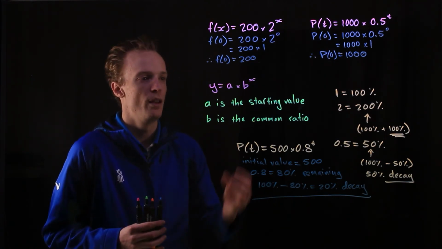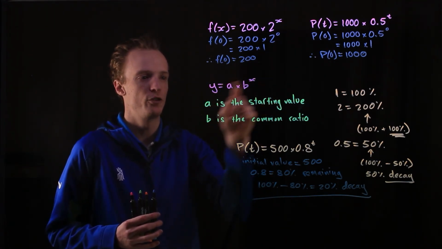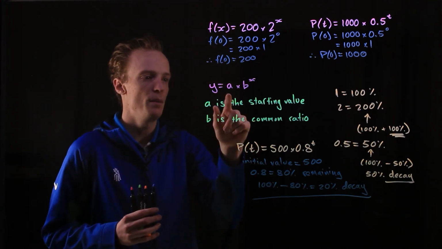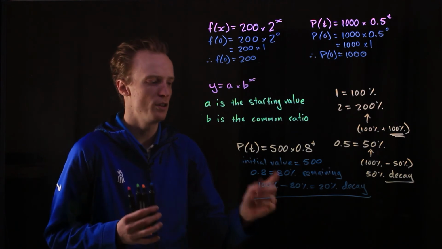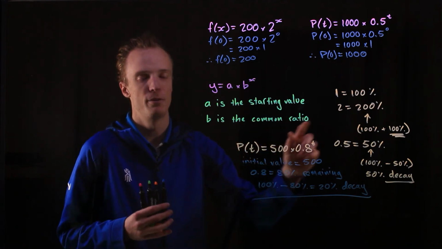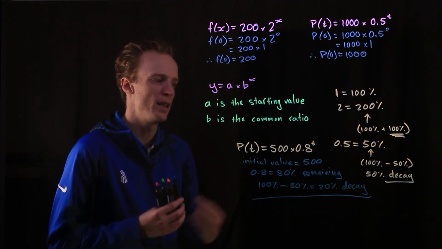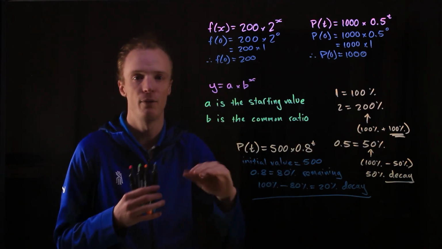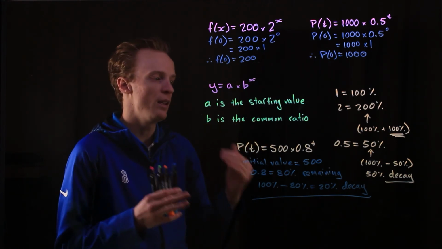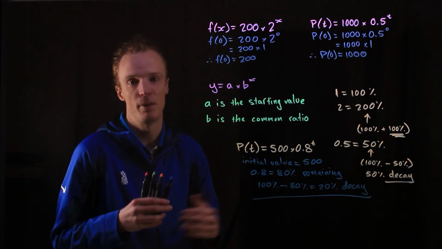So to summarize, the basic exponential function of y equals a multiplied by b to the power of x, our a represents the starting value, also known as the initial value, and our b is known as the common ratio. But I like to think of b as how much it's growing by if it's greater than 1, or how much it's decaying by if it's less than 1 but greater than 0.